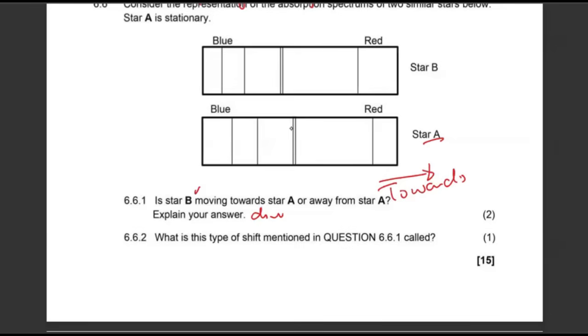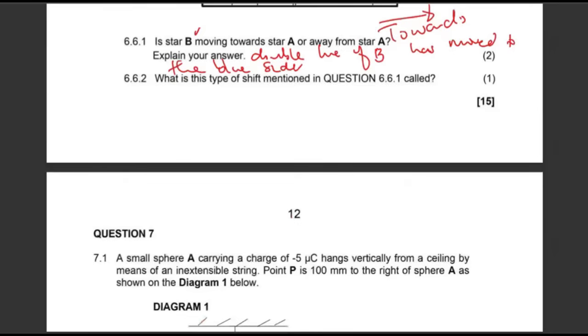Okay, we're saying the double line of B has moved to the blue side. Once it moves to the blue side, meaning that it is moving towards us, the frequency is increasing or the wavelength is decreasing. Then what is this type of shift called? So this is what we call a blue shift when it's moving towards.